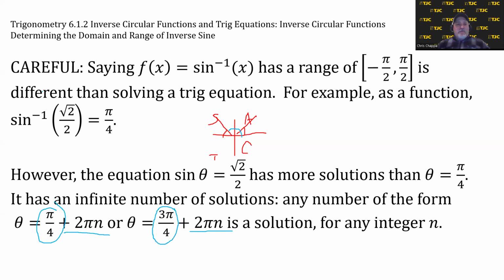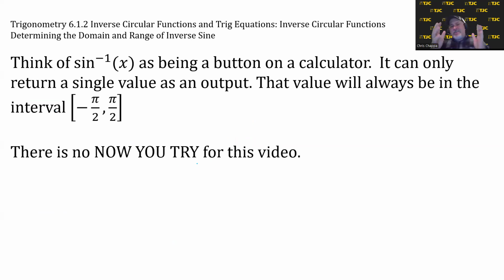But as an inverse trig function, because it's a function, it can only return a single value. So sine inverse of square root of 2 over 2 would give just pi over 4. So there's a difference between evaluating an inverse trig function versus solving the corresponding trig equation. Think of sine inverse as being a button on a calculator. It can only return a single value as an output. That value will always be in the interval negative pi over 2, pi over 2.